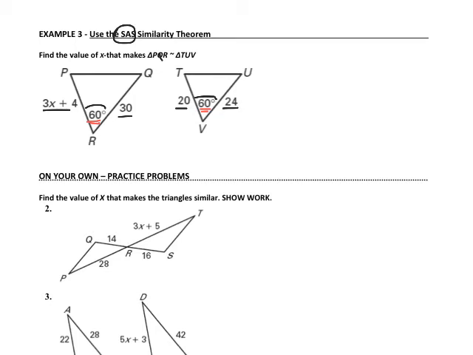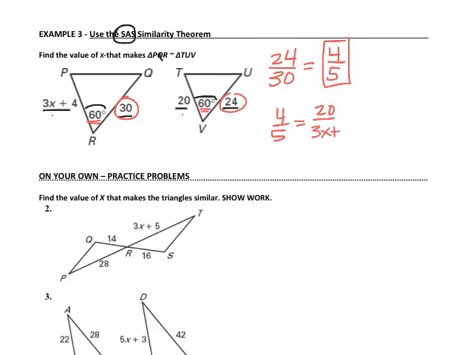So we want to find the measure of x that would make that a similar scale factor for those two sides as we have for 24 over 30. So 24 and 30 are sides that are corresponding, so let's go ahead and reduce this. The number 6 goes into both of them. So our scale factor is going to be 4/5. And then we can set that equal to 20 over 3x plus 4, because those two sides, this side and this side, are corresponding, and we need to now cross multiply.